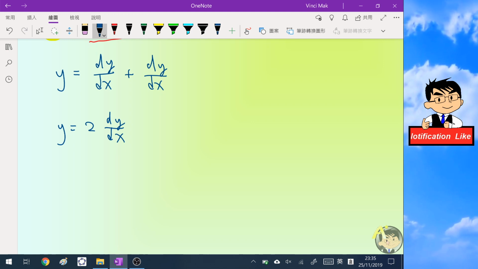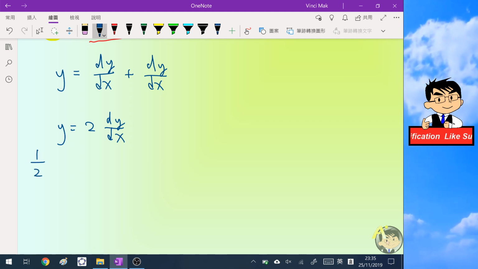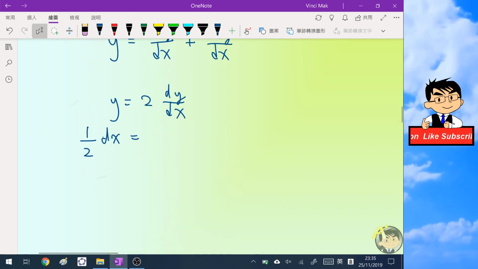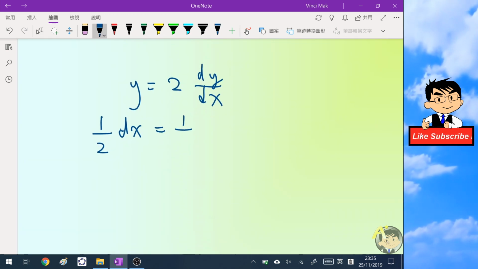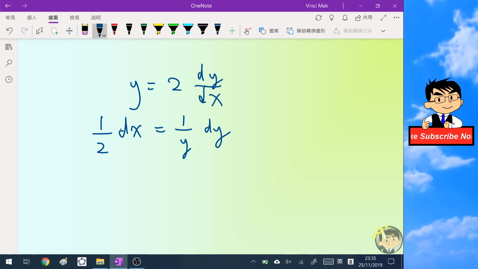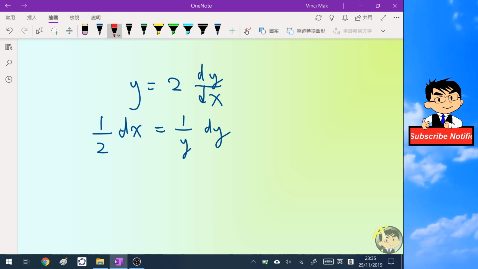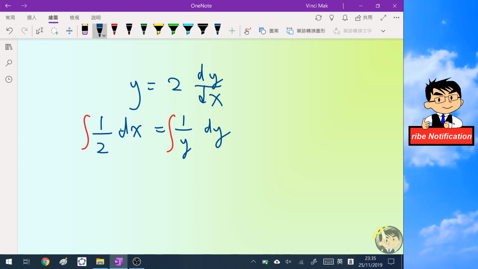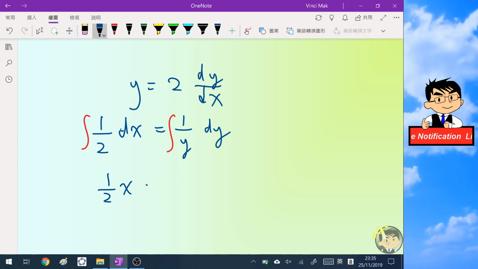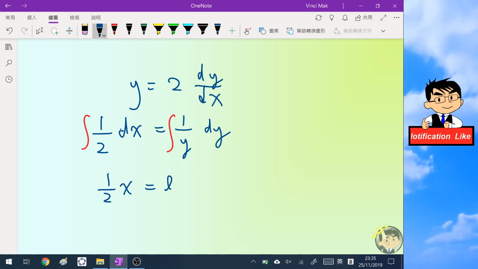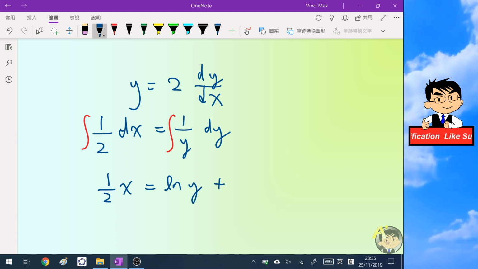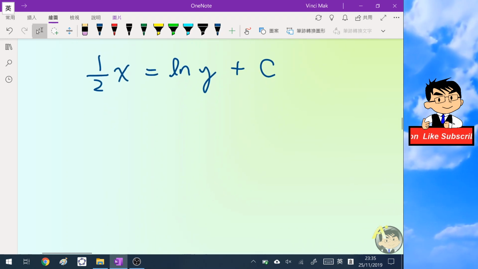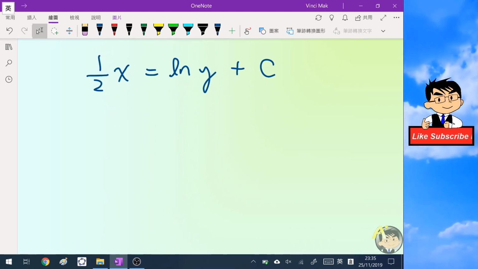I will put the half here with dx on the left hand side, and then 1 over y with dy on the right hand side. Now we integrate both sides. The left hand side becomes half x, equals the right hand side, which becomes the natural log of y plus c.